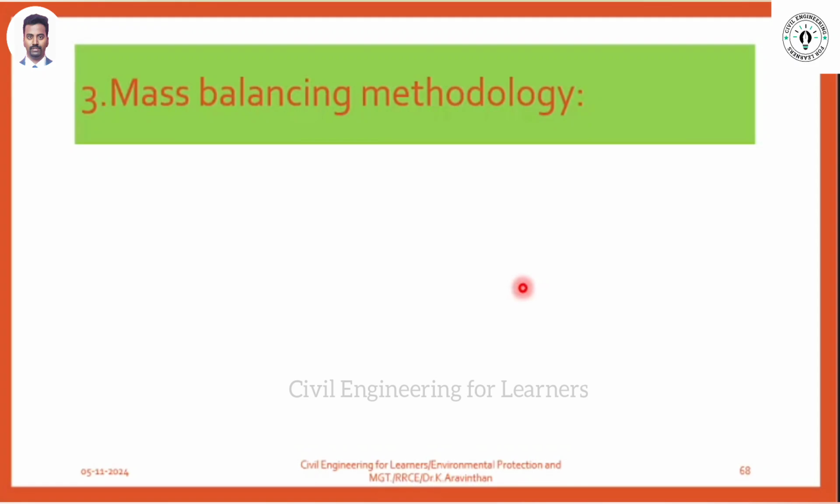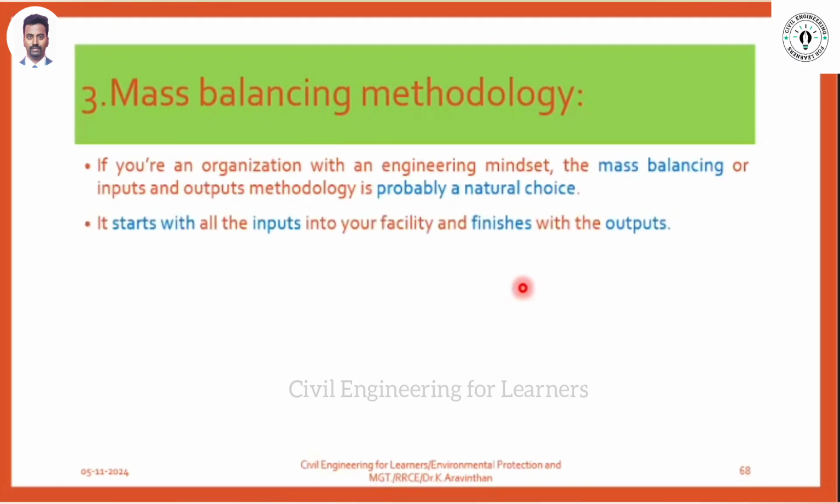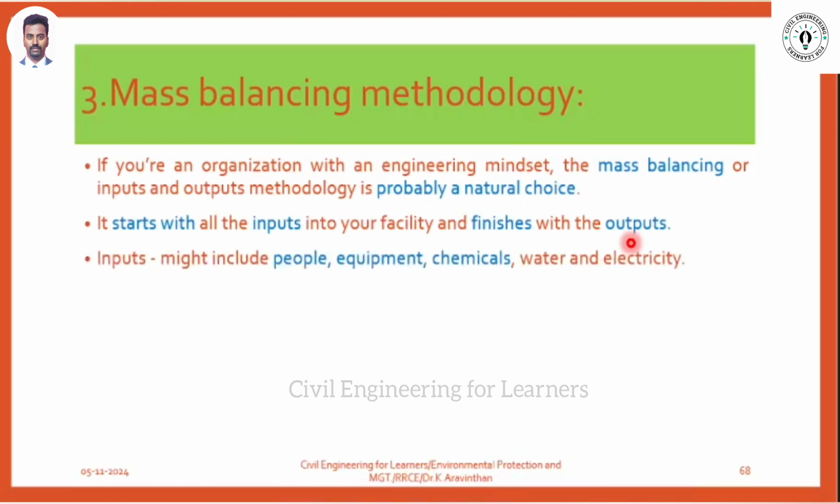Now the third one is the mass balancing methodology. It starts with input and finishes with output. This methodology purely focuses on input and output. What are your inputs for operating? Inputs might be people, equipment, chemicals. Human resource is also an input. For an industry, are people required? Yes, they will come as input. For an industry, you need equipment. Without equipment, can an industry run? No. These are all called input. So they will take these as input: chemicals, water, electricity, etc.